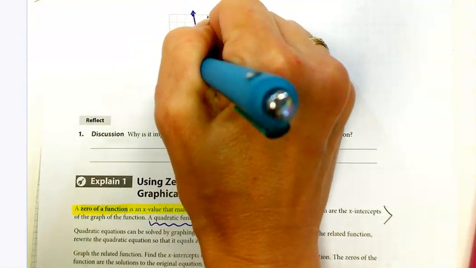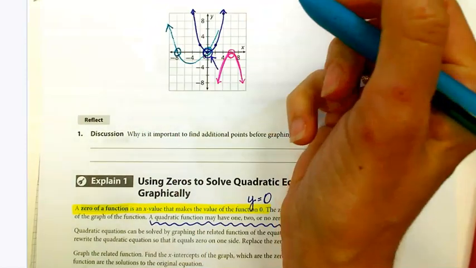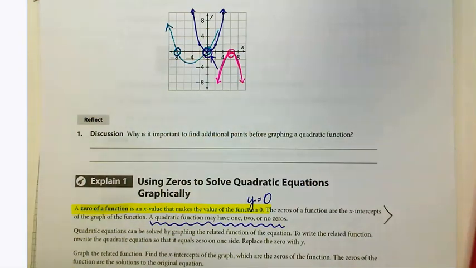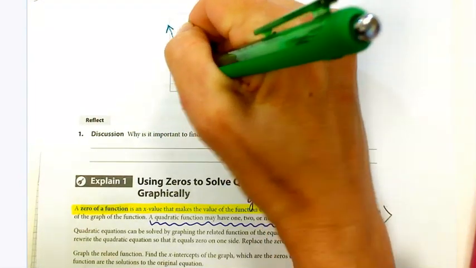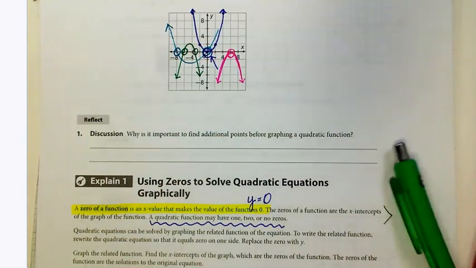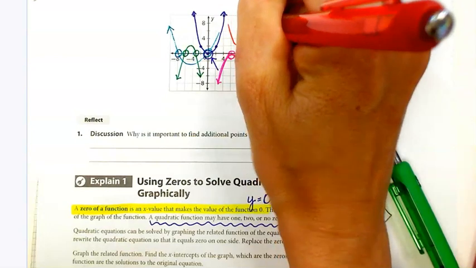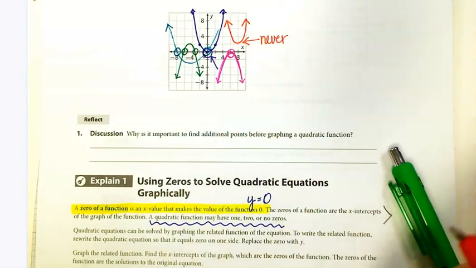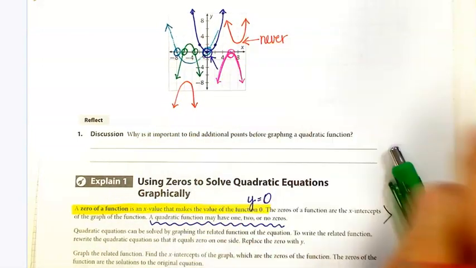This parabola has two solutions because it hits the x-axis at 2 points. This parabola has two solutions because it hits the x-axis at 2 points. This parabola has no solutions because it never hits the x-axis. So there are no solutions to this one. You could have another one down here. No solutions because it never hits or crosses the x-axis.